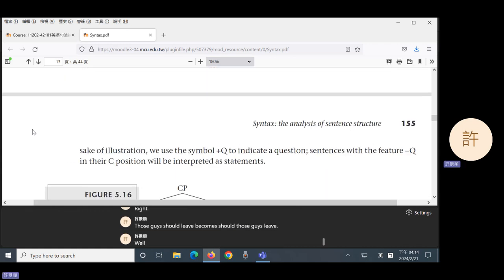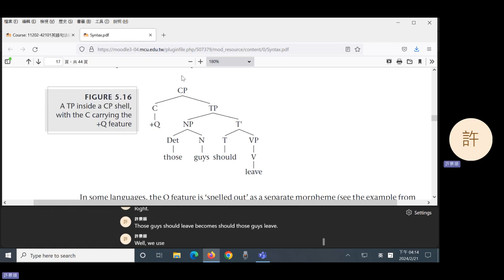Well, we use the same structure. This is the complete sentence, right? Those guys should leave. Leave is the verb phrase. Should tells us the tense, which is subjunctive. Those guys is the head, the subject. So this is a complete sentence. TP is a complete sentence.